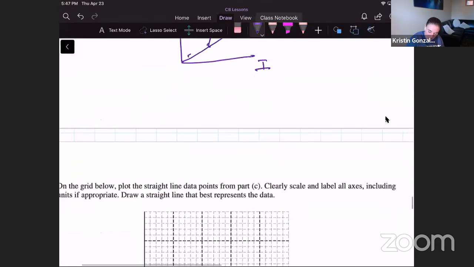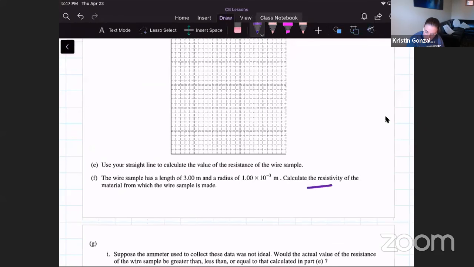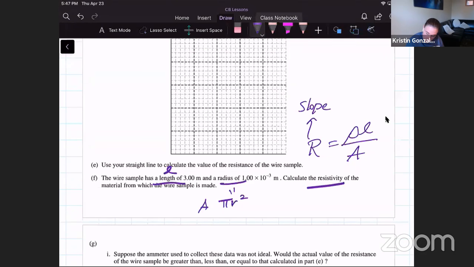If we graphed it, the slope is our resistance. We could use that to get the resistivity, because resistance is equal to resistivity times length over cross-sectional area. So this is the slope, right? They're giving you the length of the sample. They give you the radius, and so we can use that radius to get the area.